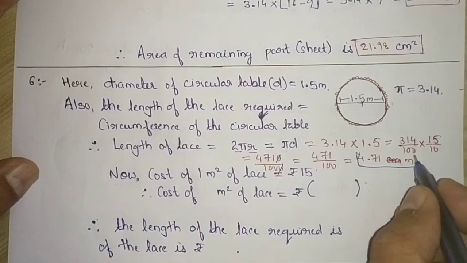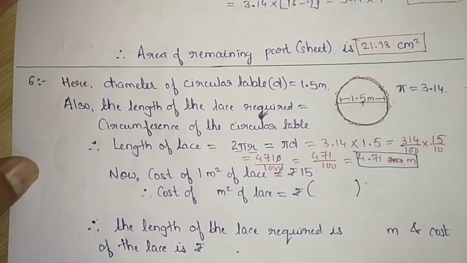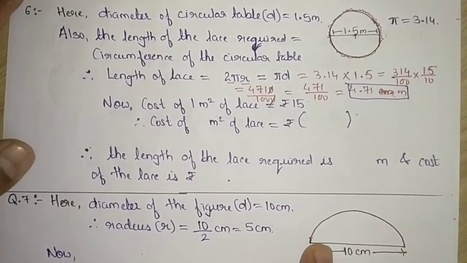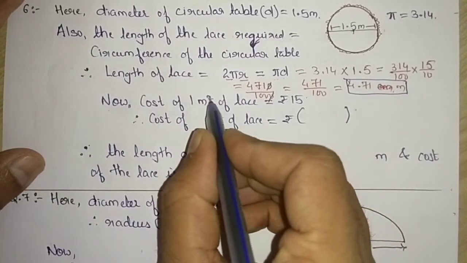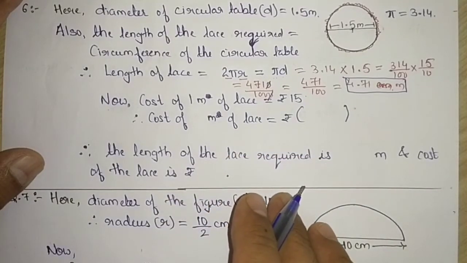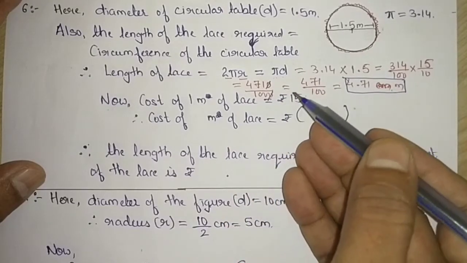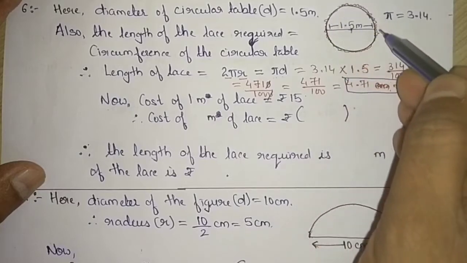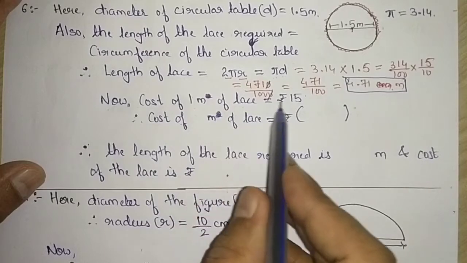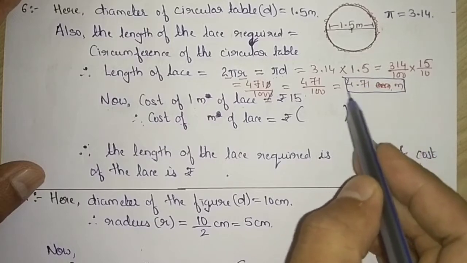4.71 meter is the length of the lace. Now students, they have told us that the cost of 1 meter of lace is rupees 15, and we are supposed to find the cost of the whole length of the lace. So what we will do? Cost of 1 meter of lace is rupees 15. Therefore, cost of, what is the length of the lace?